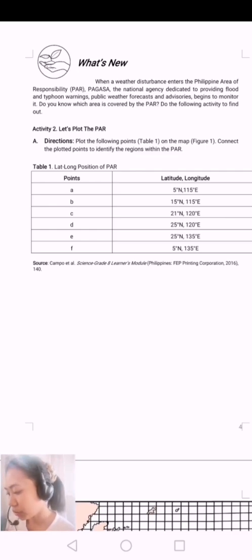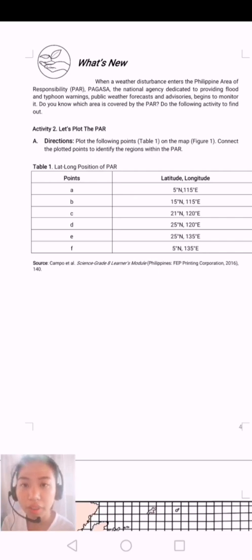Let's proceed to what's new. This is what you will do on Tuesday. Answer what's new activity 2 on pages 3 to 4. On pages 3 to 4, what's new?